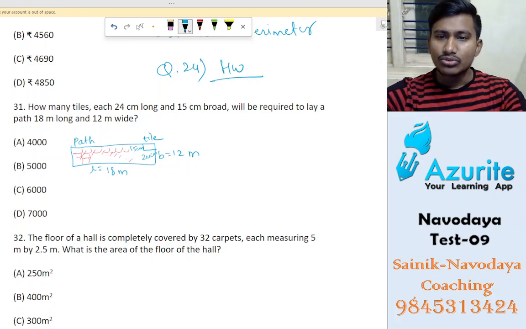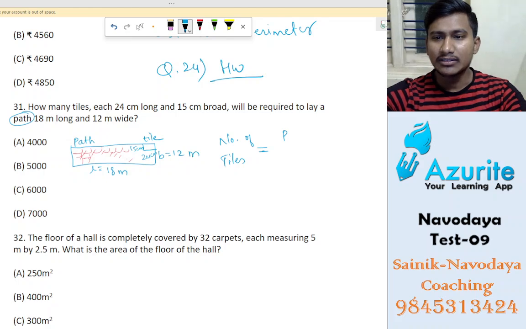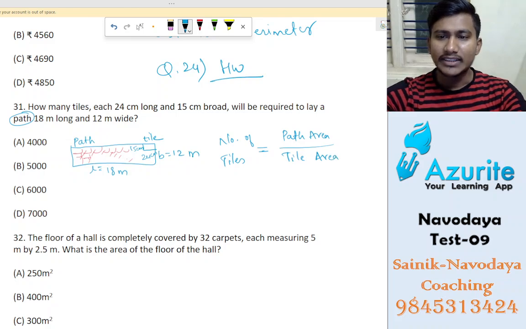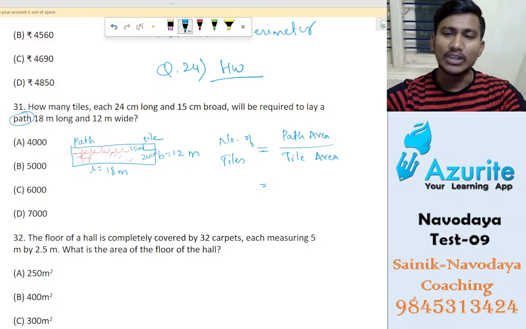Okay. So number of tiles is equal to area of what? Which area you will write? That is path. That is the bigger one. Bigger one we have to write in the top. That is path area divided by tile area. Okay. Here path is how much? 18 into 12. 18 into 12 meter it is.